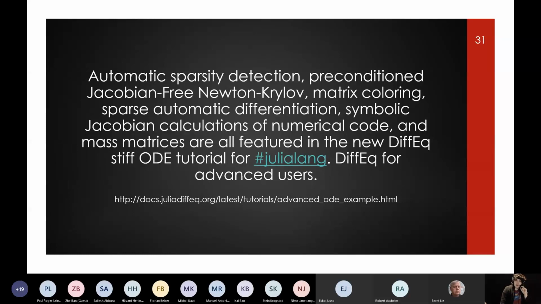If you want more information on using the library in that sense, you can check out this tutorial. So the second tutorial in the documentation of differential equations is really one of the ones that I think has a lot of the key details for people who really solve really difficult equations. It showcases automated sparsity detection, preconditioned and Jacobian free Newton Krylov, matrix coloring, sparse and automatic differentiation, and symbolic Jacobian calculations on numerical code and all that to be able to do all these optimizations on very stiff equations. So if you want to see a lot of this in action, check out that second tutorial. It shows up as the second part of that documentation.